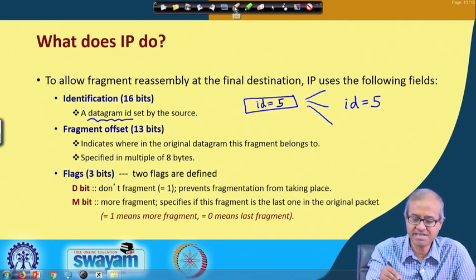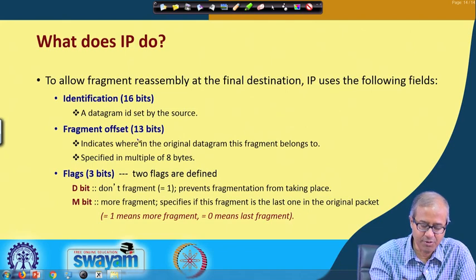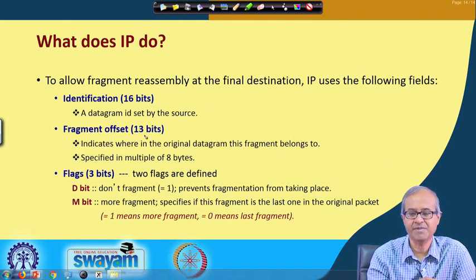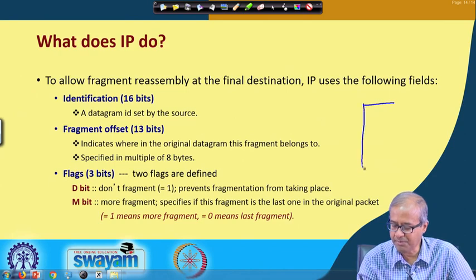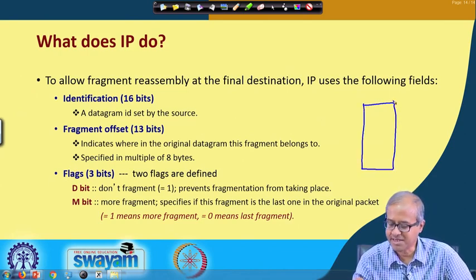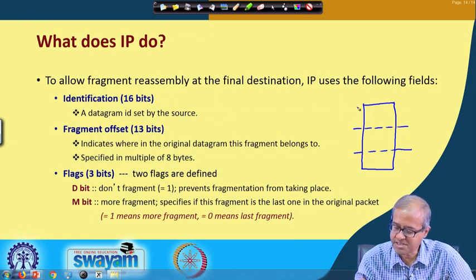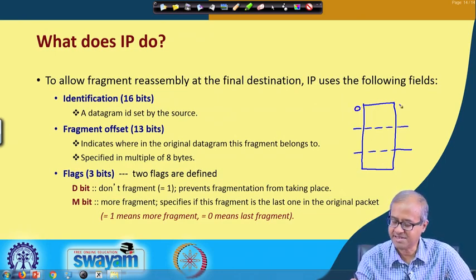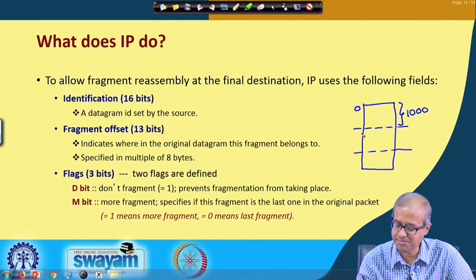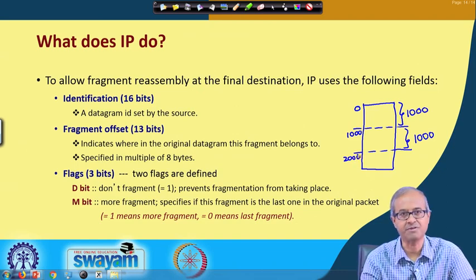Okay. Next comes something called fragment offset. This is a 13-bit field. Well, you see, suppose your original packet was like this. Let us say this packet was divided into 3 fragments. This is one fragment, this is one fragment, this is one fragment. So, the first fragment started from an offset 0. Let us say the size of this, let us take an example, is 1000. So, the next packet will start from address 1000, this is the offset. Let us say this also has a size of 1000. So, the third packet will start from an offset of 2000.